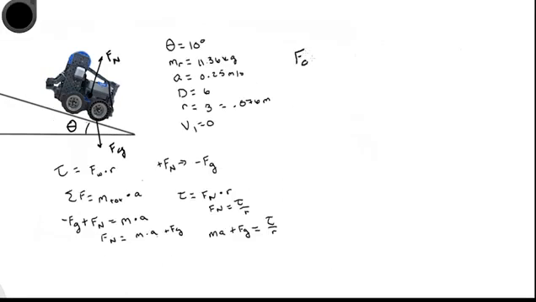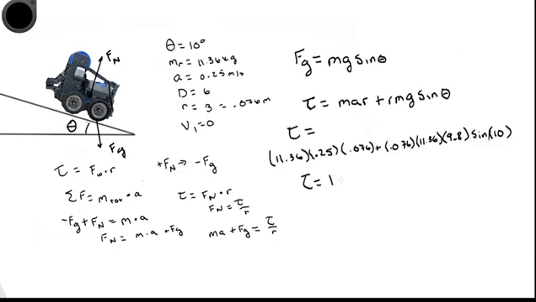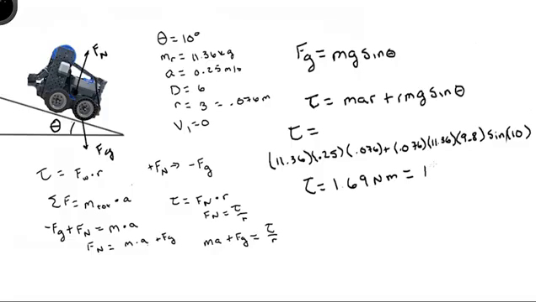Since the robot is on an inclined plane, the force due to gravity is represented as the mass and gravity times the sine of the angle. Through proper rearrangement, one can see that the torque is equal to the product of the mass and the radius of the wheel by the sum of the different accelerations, specifically gravity and that of the robot. By plugging in the values, one can see that the torque is 1.69 Newton meters or 14.97 inch-pounds.